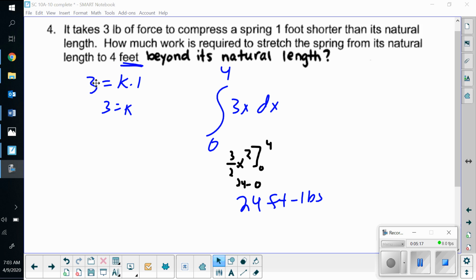Okay, so our force, our pounds, was 3. It changed it by 1 foot. So we get K is 3, and our force is just 3x. Our distance for the spring is dx. We started at the natural length and we went 4 feet beyond the natural length, and you end up getting 24. Because we're in US measurements, we would have foot-pounds.